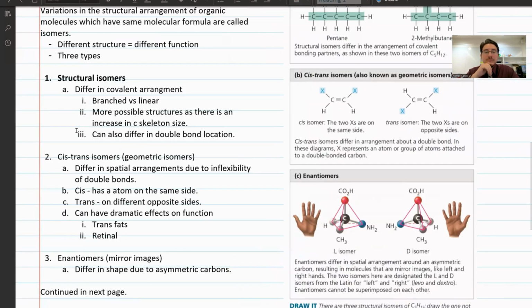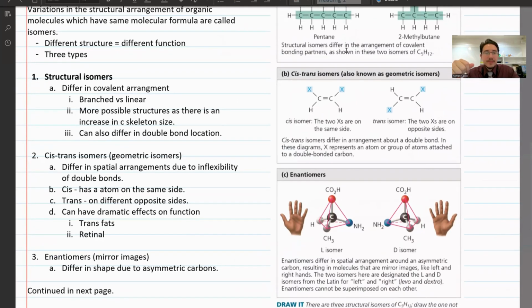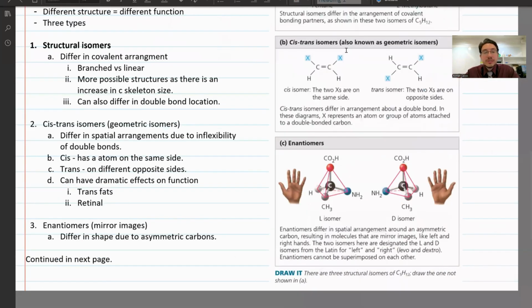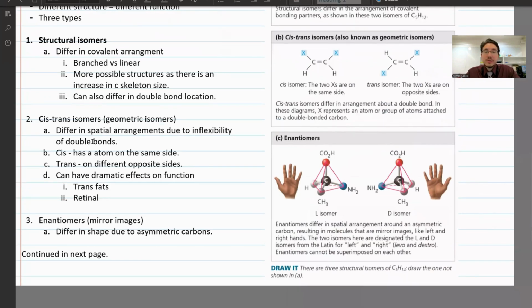All right, they can also differ in the bond location where they're branching out. You can also have cis-trans isomers. They're referred to as geometric isomers. They differ in the spatial arrangement due to inflexibility of double bonds. And I'm going to show you the visual there.